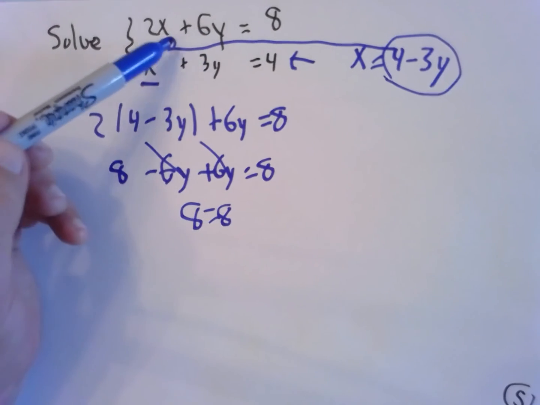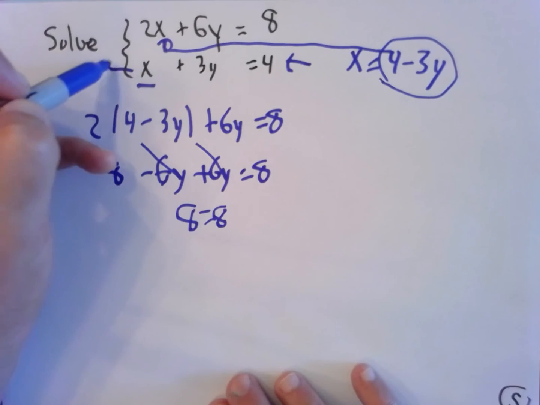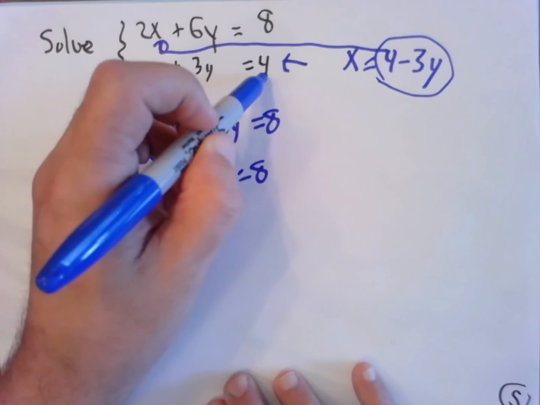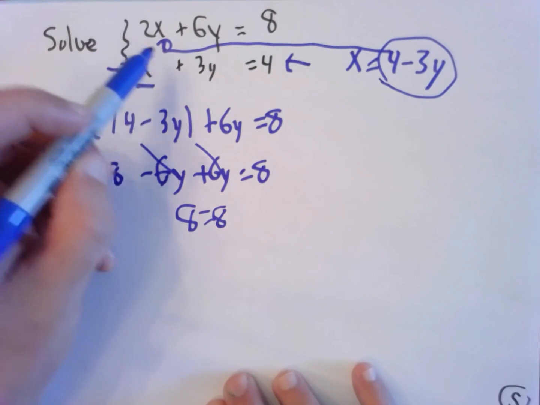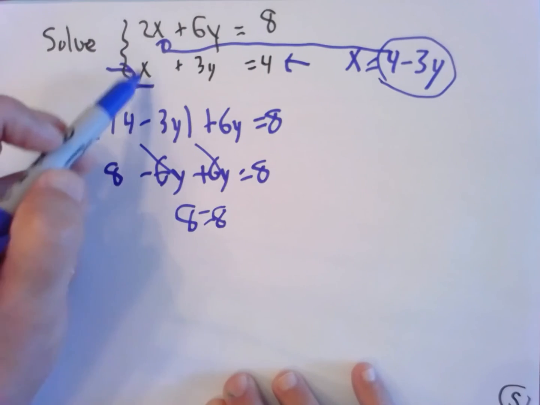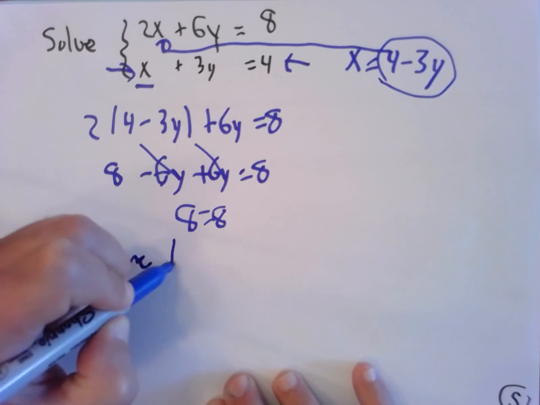That means we have the same line twice. Take a look at this line here. What would happen if we multiplied everything by 2? We would get 2x plus 6y equals 8. This is the same equation. It's the same line twice.